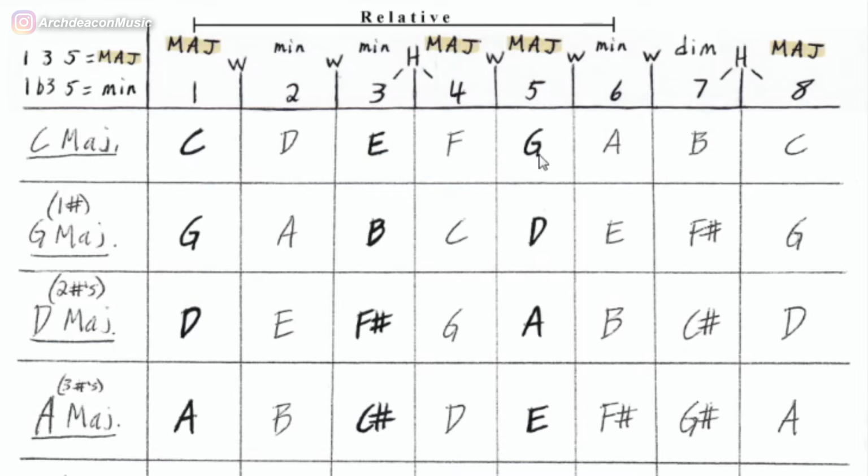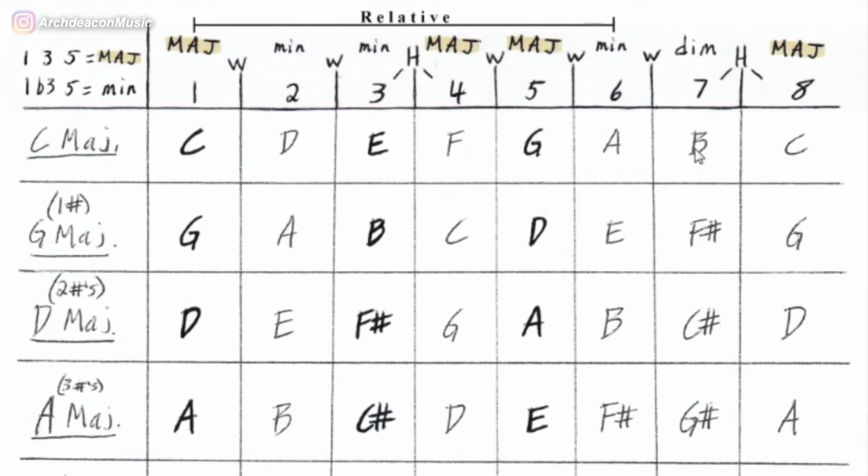G major, which is your 5. G, B, D, okay? And then A minor, which is your relative, we'll get to that in a second, A, C, and an E. Or you can go A, C, E. And then you have a B diminished.